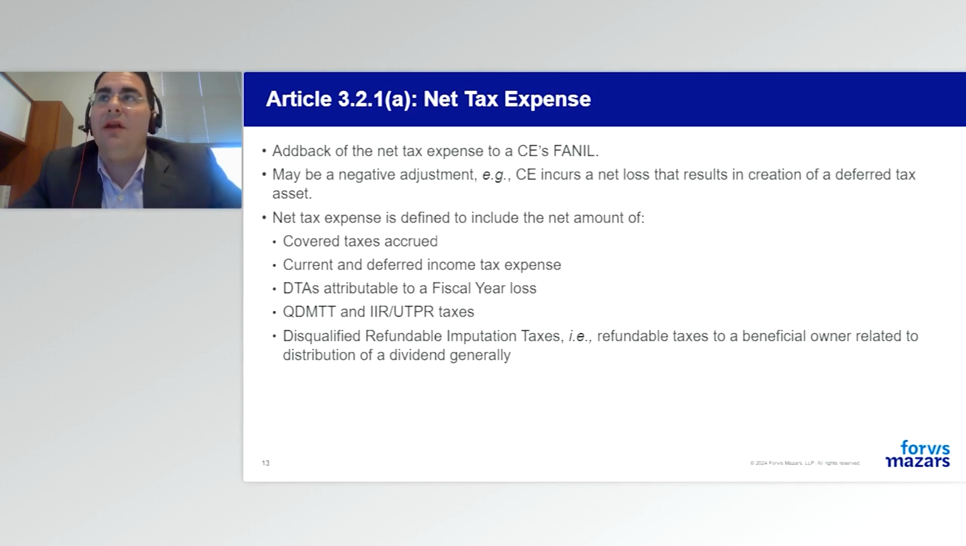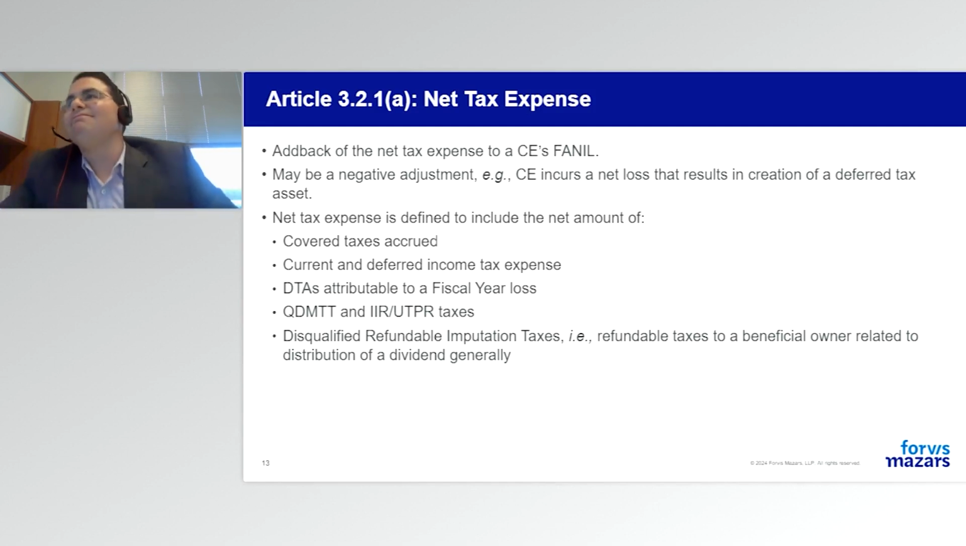Now, keep in mind, we'll talk about Article 4 in a couple of weeks. But QDMTT and IIR and UTPR taxes are not covered taxes, right? But you would have this adjustment with respect to non-covered taxes as well. So that's something to keep in mind. And then disqualified refundable imputation taxes, which are basically refundable taxes to the beneficial owner of a dividend. So without further ado, let me kick this over to Deborah to take us through some of the more elaborate listed expenses here.